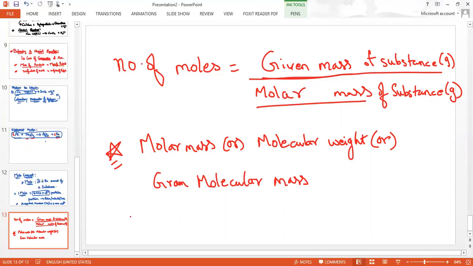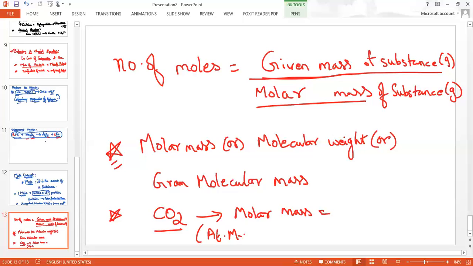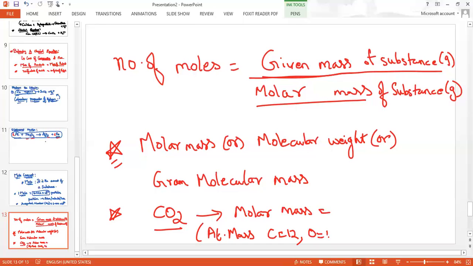I think you are aware of how to calculate the molecular mass. I'll just give an example and ask you the molecular mass of a compound, CO2. What is the molecular mass or molar mass of CO2? For that you need to know atomic masses also. Atomic mass of carbon is 12 and oxygen is 16. So based on this you can answer.